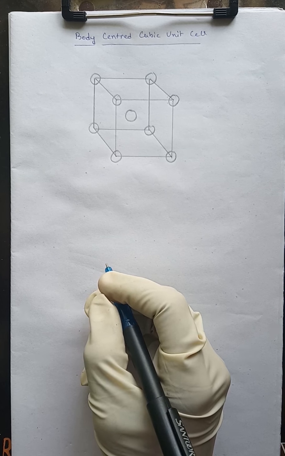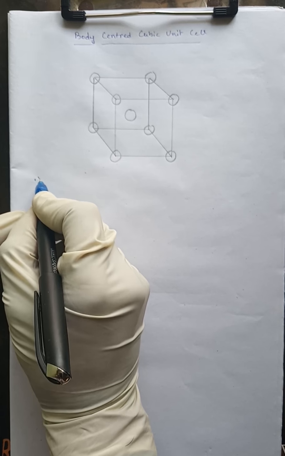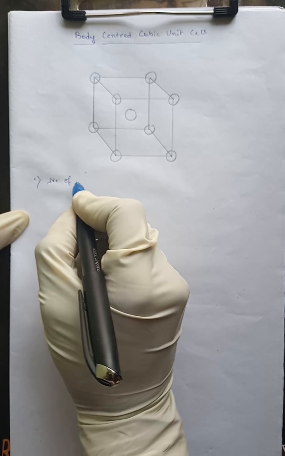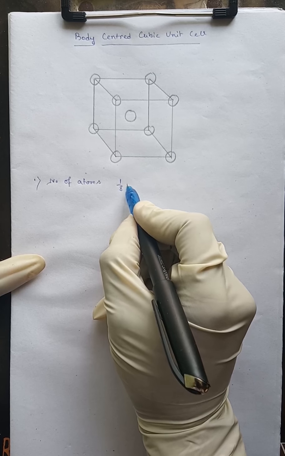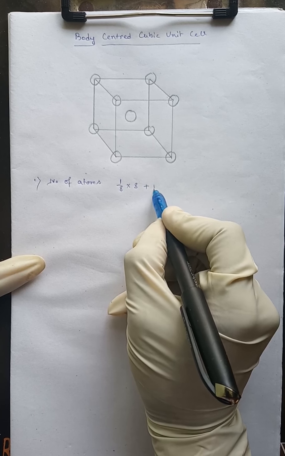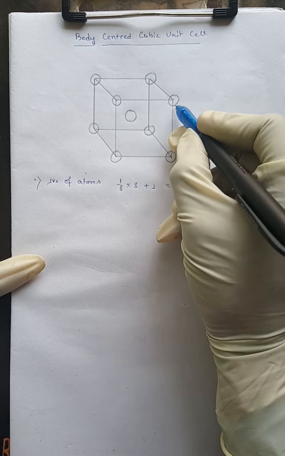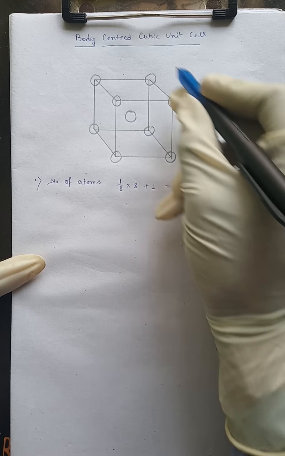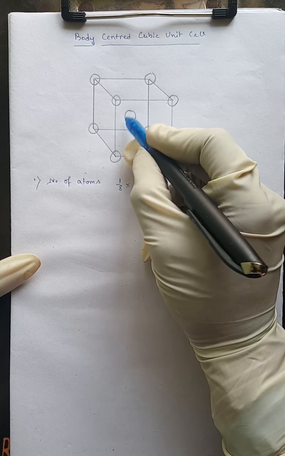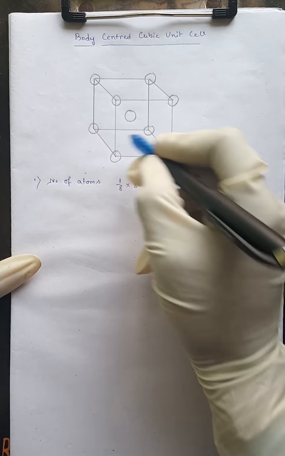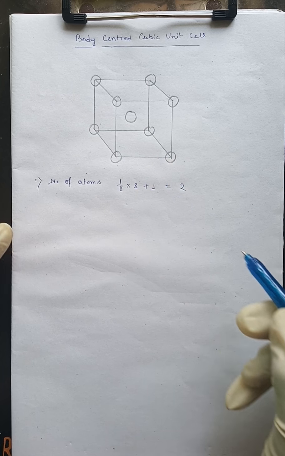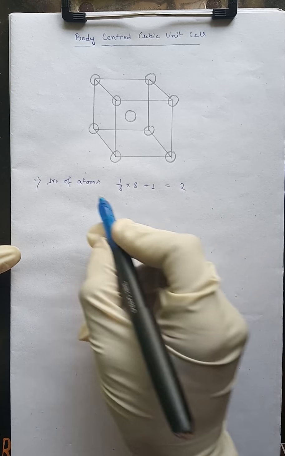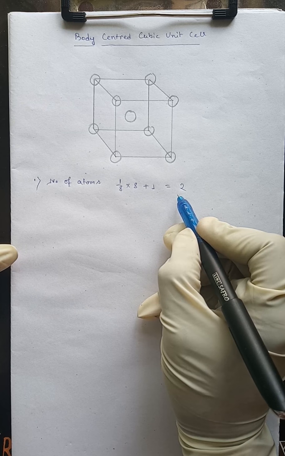Now let's calculate the number of atoms. So the number of atoms will be 1/8 into 8 plus 1, because these atoms contribute 1/8 to this unit cell, and this atom is totally of its own. So this atom will totally contribute to this unit cell. So the total number of atoms is 2.